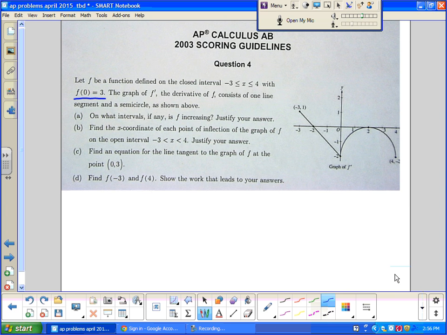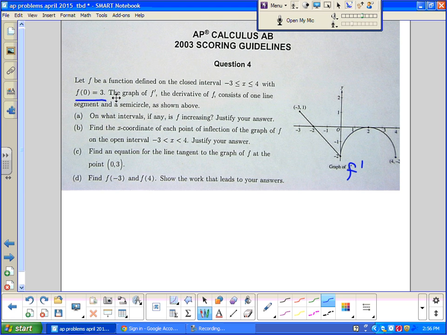So let's start this one. 2003 question 4, non-calculator. Let f be the function defined on an interval when f of 3 equals 0. That's an initial condition. They give you the graph of f prime. I know my board's not real good, so I'm going to make that nice and big. It consists of one line segment and a semicircle.